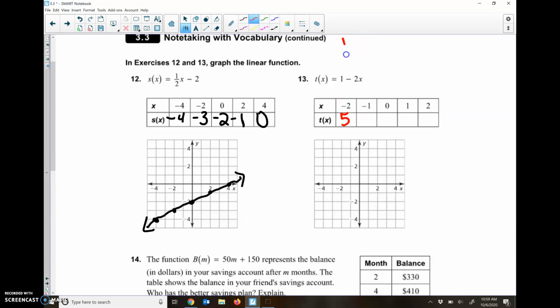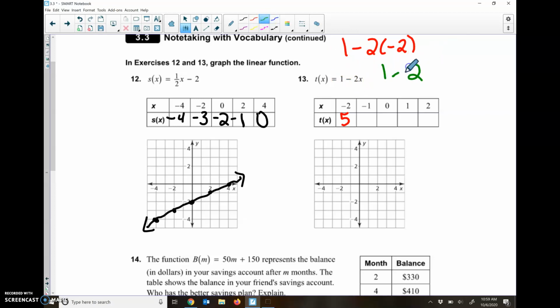Some of you that need to write it out, so I'm just putting that negative 2 where the x is. So negative 2 times negative 2 is 4. 4 plus 1 is 5. This one might be a little tougher to do in your head because you've got the negative. So same thing if we look at the next one.